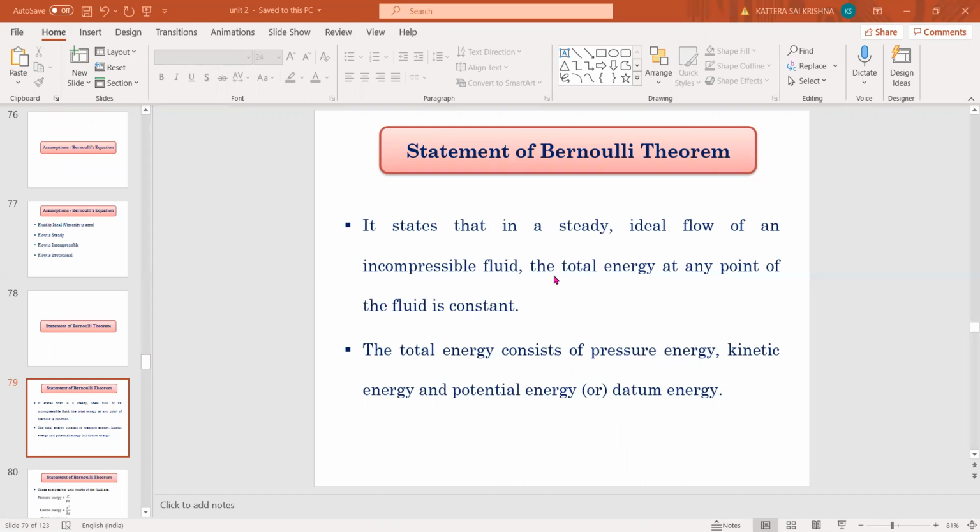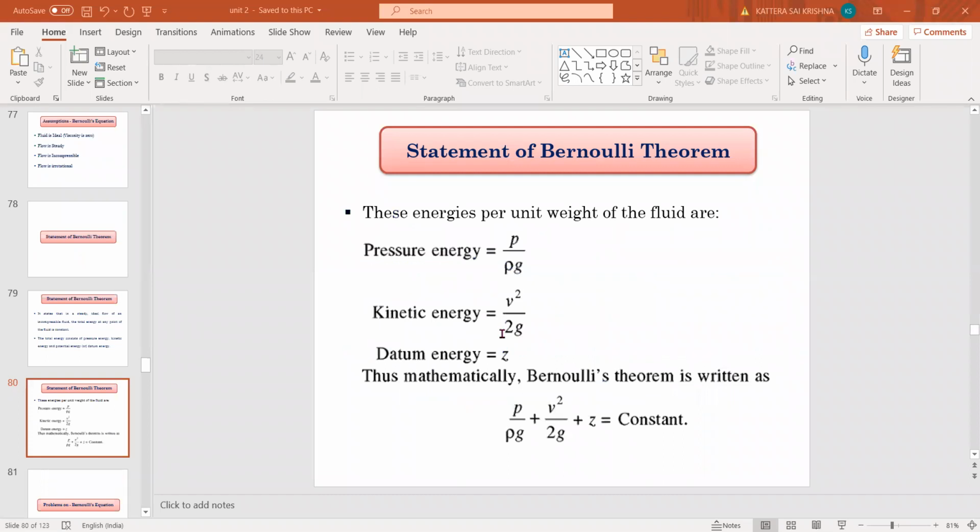What is this total energy? Pressure energy, kinetic energy, and datum energy combined together are called the total energy, and it is constant at any point on the fluid. So P by rho g plus V square by 2g plus Z is equal to constant. If you take two different points, P1 by rho g plus V1 square by 2g plus Z1 is equal to P2 by rho g plus V2 square by 2g plus Z2, which you can use when solving problems. These are the pressure energy, kinetic energy, and datum energy.